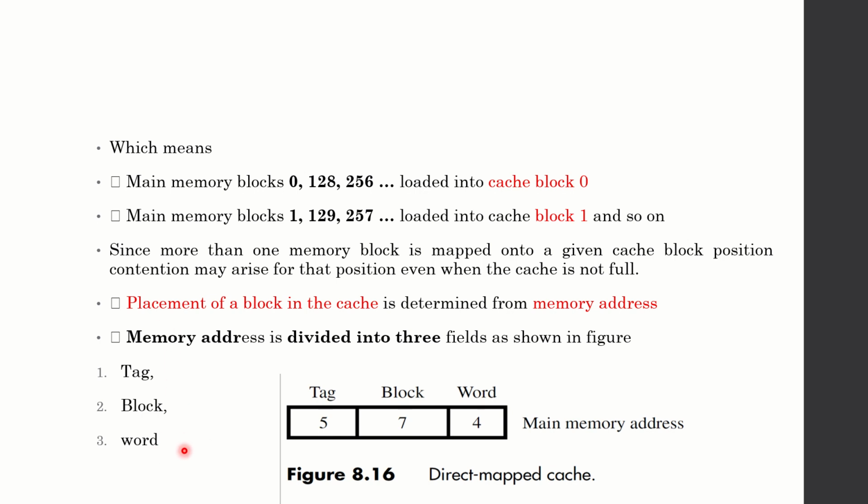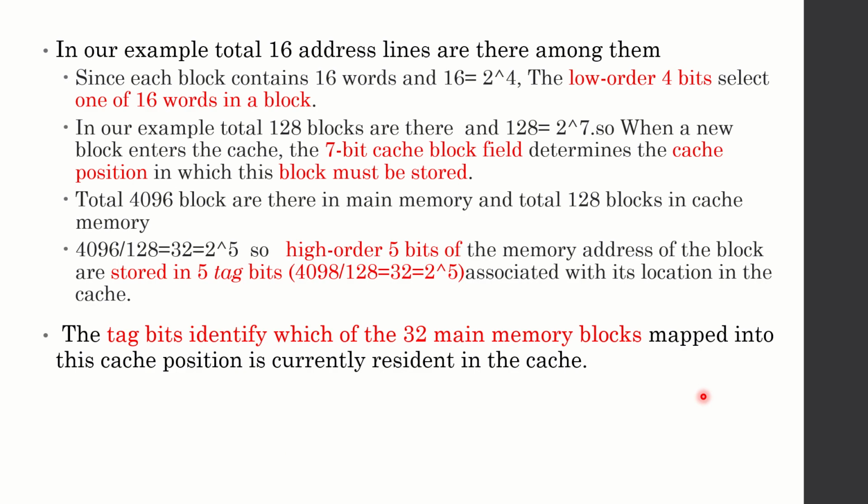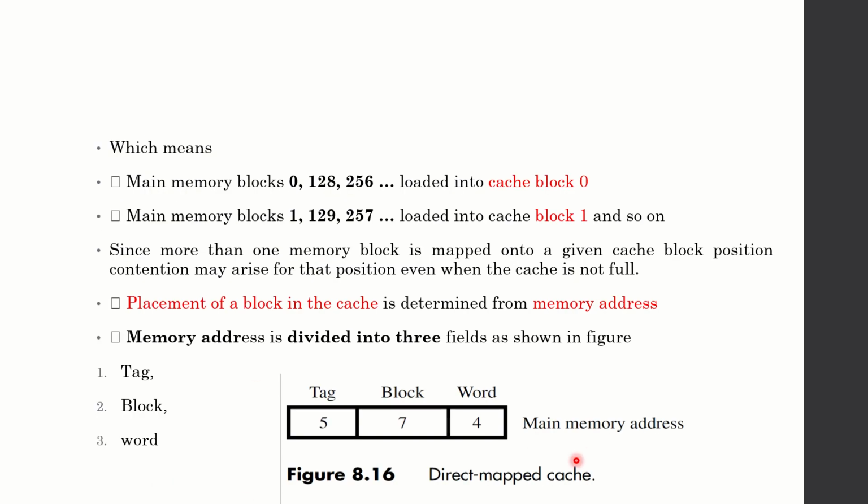In the case of direct mapping, the memory address is divided into 3 fields. So we want to find out how we will get these values.